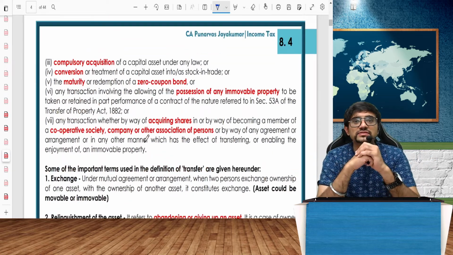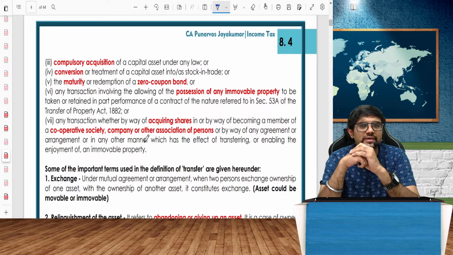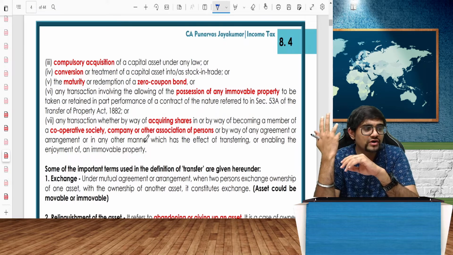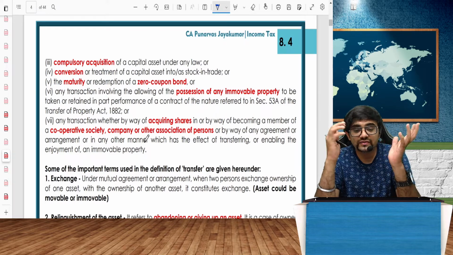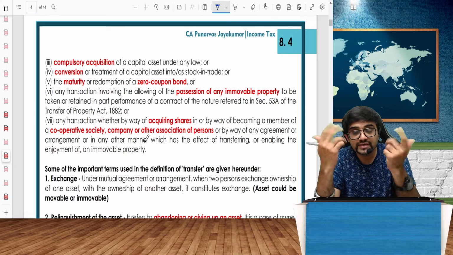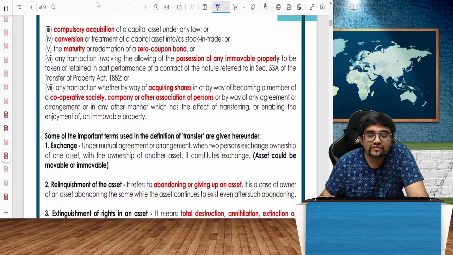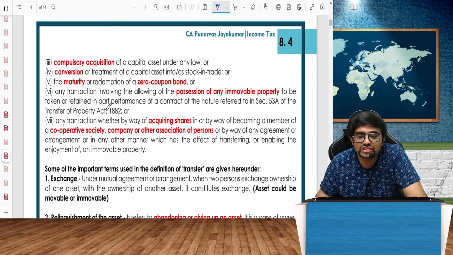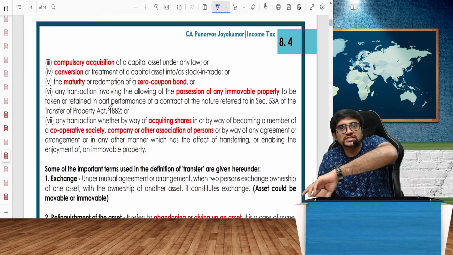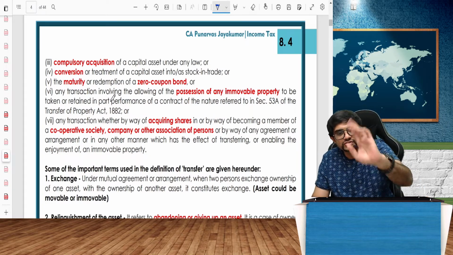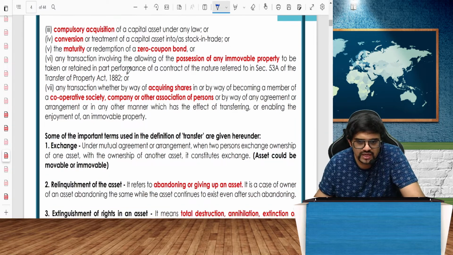In Chennai, there is metro construction going on. In Bangalore, metro construction has been going on for years. God only knows when they'll finish it. Is that also capital gain? Yes, that is also capital gain because it's a compulsory acquisition of a capital asset. Nothing can be done. Conversion of capital asset into stock in trade: you have a capital asset, jewelry, and now you bring it into business. That is also deemed to be a transfer.